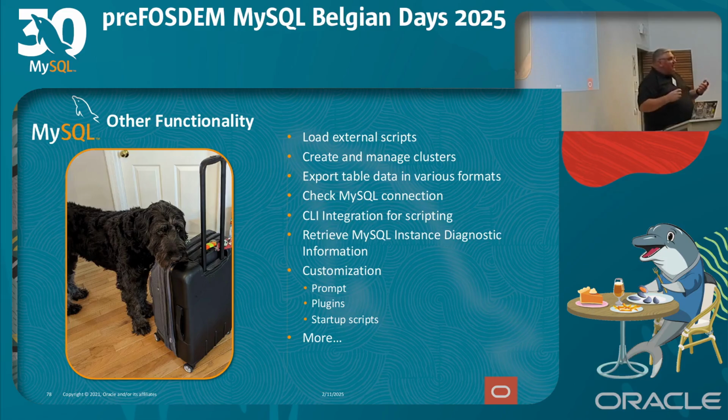So there's other functionality that exists as well that didn't really make the list as being a hidden gem. You can run external scripts. So if you have a directory or a .SQL file that has SQL code in it, you can use MySQL Shell to load that into the database. You can create and manage clusters. You can export table data in different formats such as CSV, TSV, JSON. You can check the status of the connection to your MySQL instance.